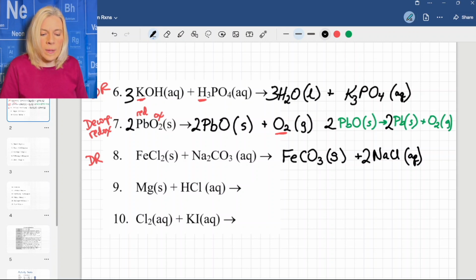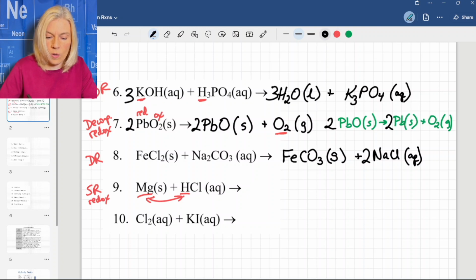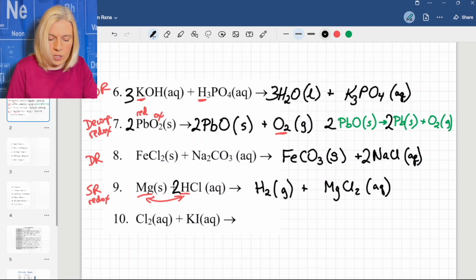Let's keep going. Magnesium reacting with hydrochloric acid. Okay, this reaction is my single replacement reaction. It is redox. Magnesium changes places with hydrogen. And what are we going to have? Well, we're going to have hydrogen gas, diatomic, plus magnesium chloride. That's AQ. And we need to balance this reaction. 2 over here. There we go.